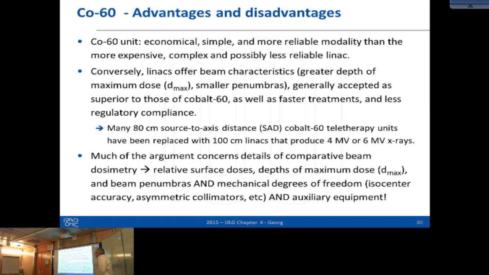But on the other hand, cobalt is cheaper, simpler, and in some ways more reliable, and that's why these units are still often used in LMI countries, not developing countries. That's politically not correct; one has to say low and middle income countries nowadays. But many of them are also pushing for accelerators because they want to compete with the rest of the world.